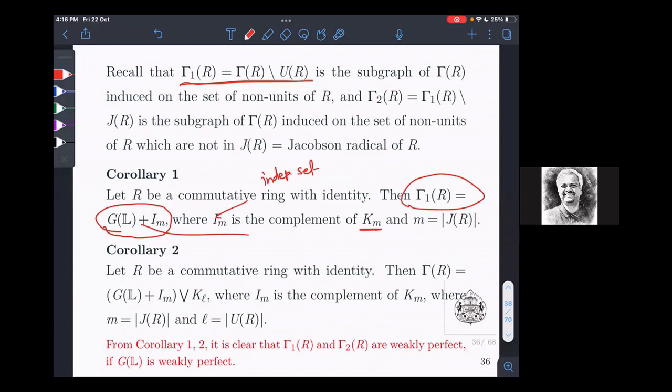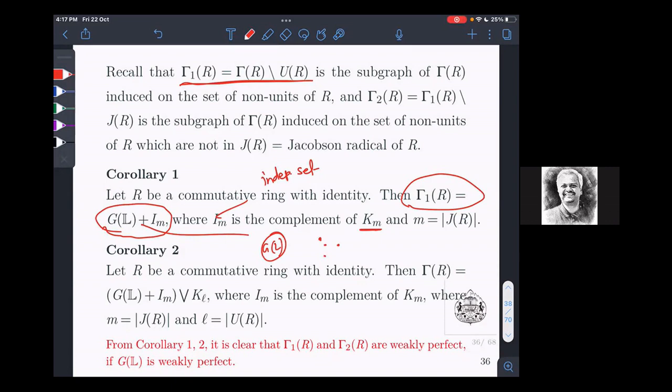Okay. What is the cardinality? Cardinality is nothing but the cardinality of J(R), the Jacobson radical. How many elements are there in the Jacobson radical? So what we have to do: this is my GL, and suppose I have 4 maximal ideals. This will be my GL, and just put these 2 copies side by side. That will be the addition here.